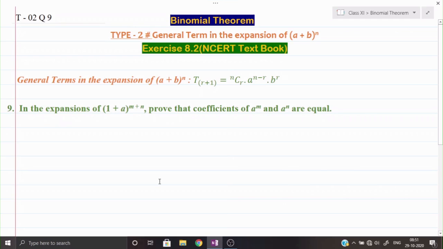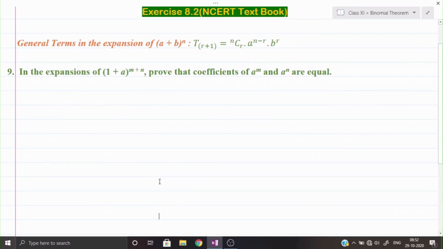In the expansion of 1 plus a whole power m plus n, prove that the coefficient of a to the power m and a to the power n are equal. Okay, means we have to find out the coefficient of term a to the power m as well as a to the power n, and we have to show both are coming the same, equal. Okay, so first of all we shall find out the general term in the expansion of 1 plus a whole power m plus n.